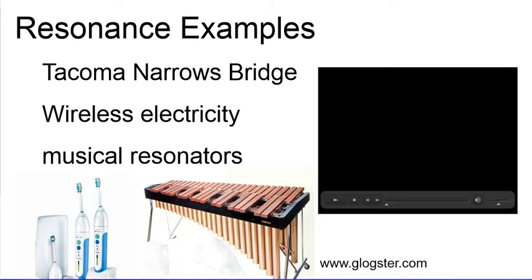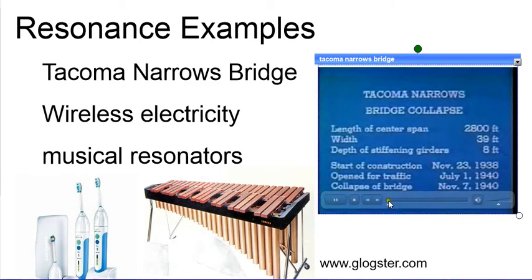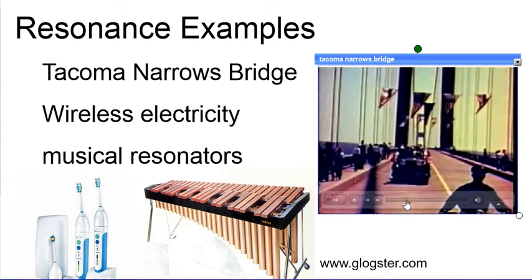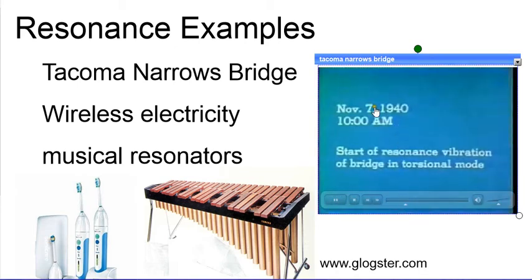Now, some quick examples. The first and easiest one is the Tacoma Narrows Bridge, which is no longer around because of this. So I'm going to skip around this video. And so here's the Tacoma Narrows Bridge, and that's when it was starting its resonance in 1940. And what you should start to see is there was enough wind that was blowing across the bridge.